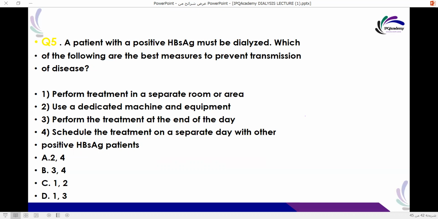Perform treatment at the end of the day. Why? Schedule the treatment on a separate day with the other positive hepatitis B antigen patients. Why? It's not related, it's not needed. So I need a separate area or separate room with dedicated machine. So my answer will be C, options 1 and 2 only.